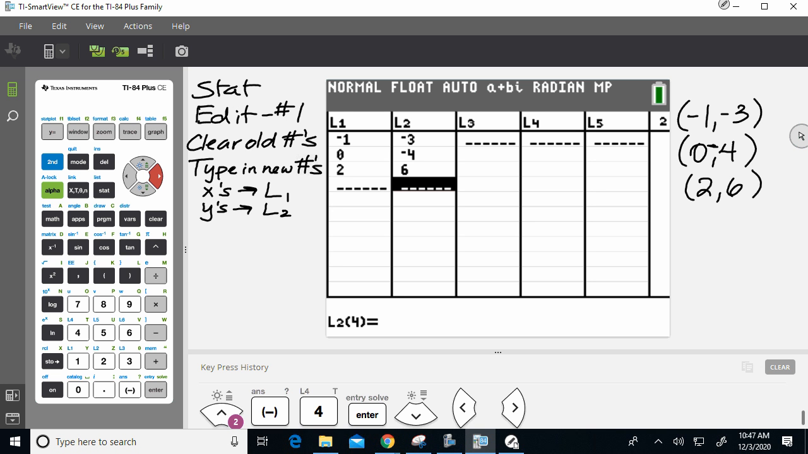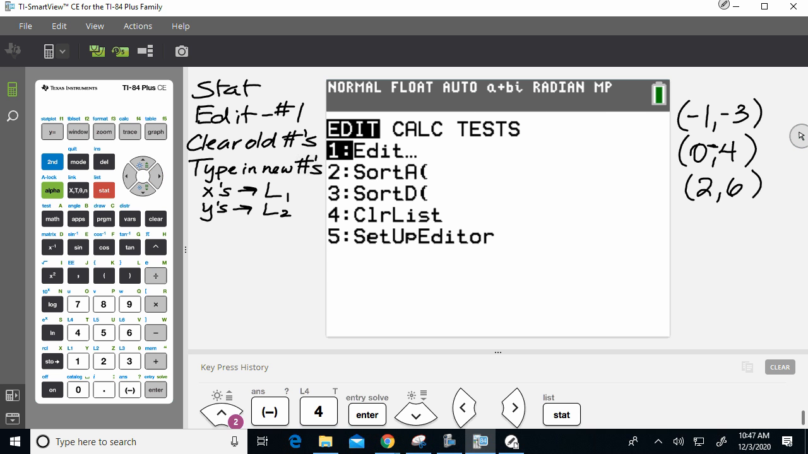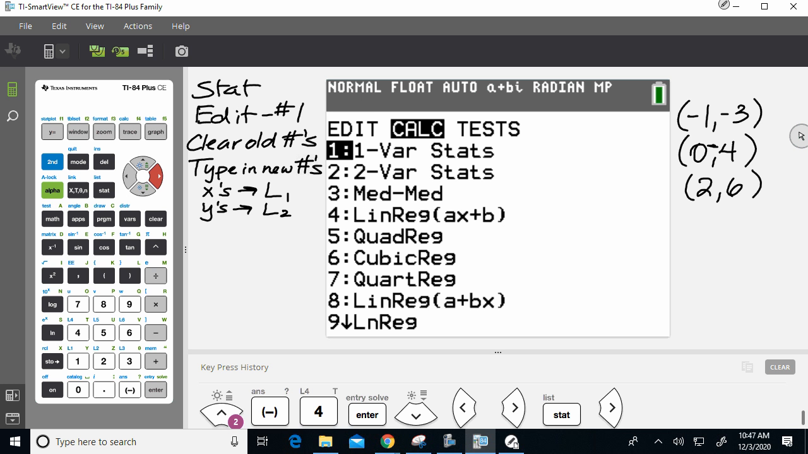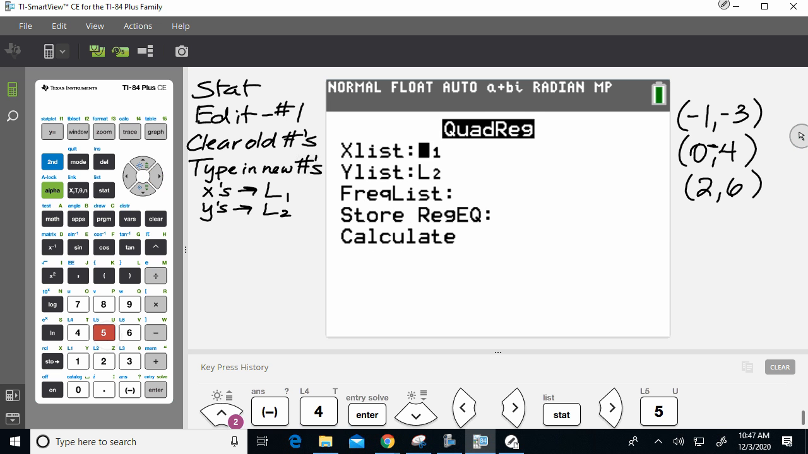All right, so we got everything into the calculator. Now we're going to let the calculator do what it needs to do. So now we press stat. Now we're going to go over to where it says calculate. Use the arrow key, go to calculate, and press the 5th button down for quadratic.